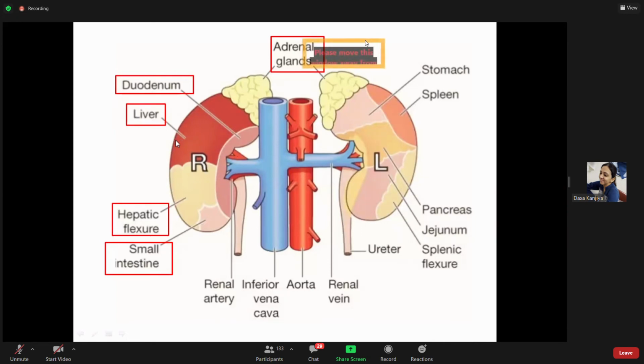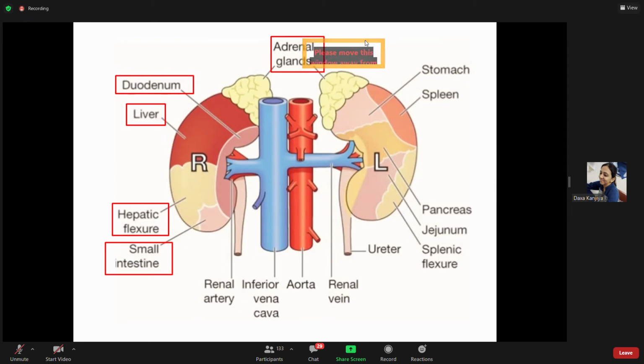Only this much portion is covered by the duodenum, right? Then the upper 2/3 part of the anterior surface is related with the liver, right lobe of liver. Lower 1/3 portion is related with the hepatic flexure and the ascending colon. And near the lower pole is related with the coils of jejunum.